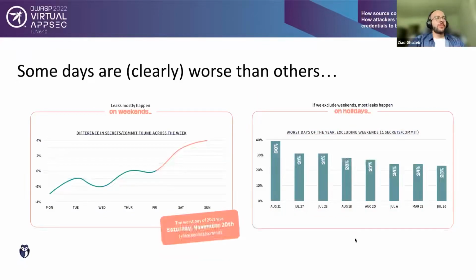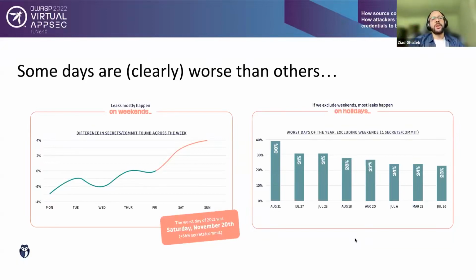Now, some days when it comes to leaked secrets are clearly worse than others. We found that leaks mostly happen on weekends. We can see here that Saturday and Sunday on average have a 2 to 4% increase compared to the average of the rest of the week. And developers on Monday morning, maybe it's the coffee, I don't know, but it helps because they're leaking fewer secrets, at least from what we can see. The worst day in 2021 was Saturday, November 20th, where we saw a 66% spread from the average in terms of secrets per commit.